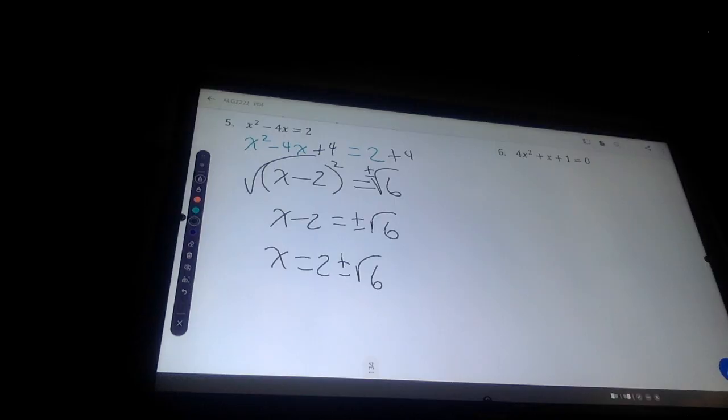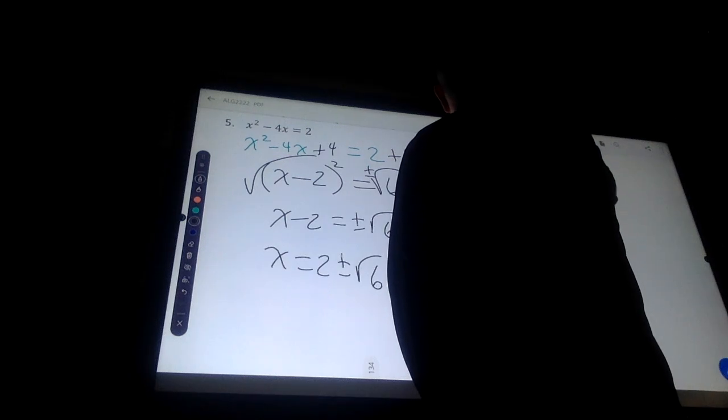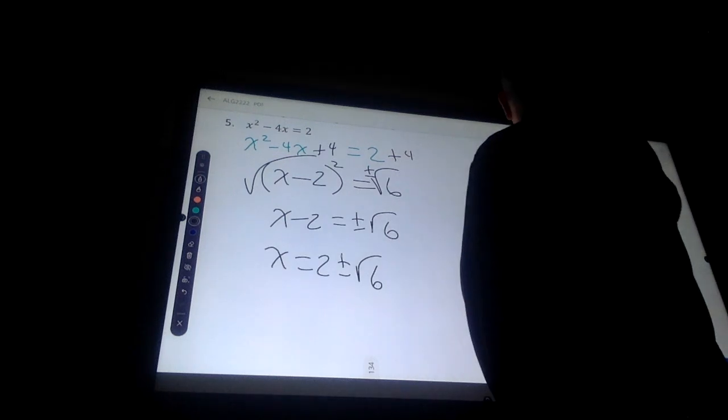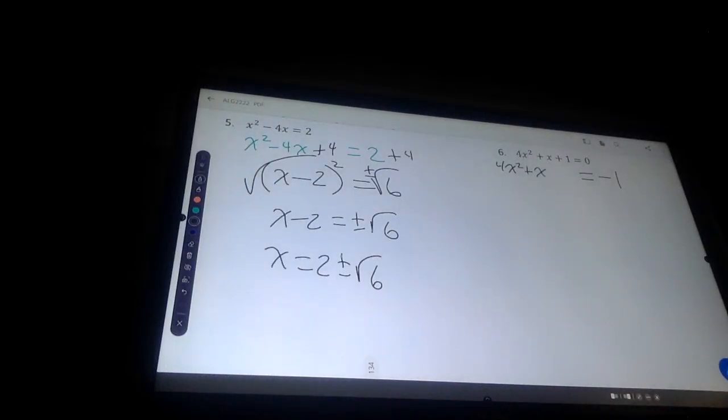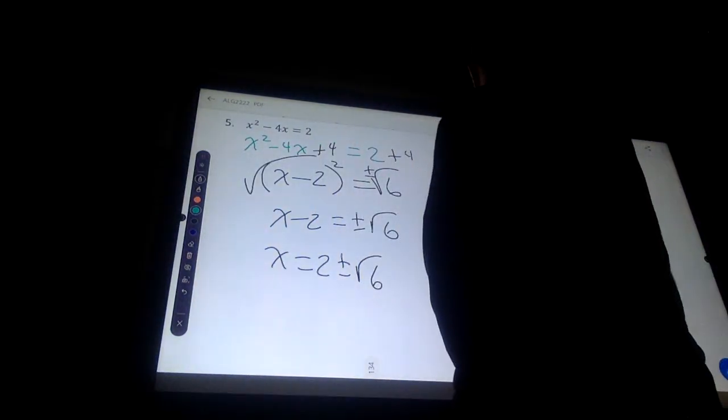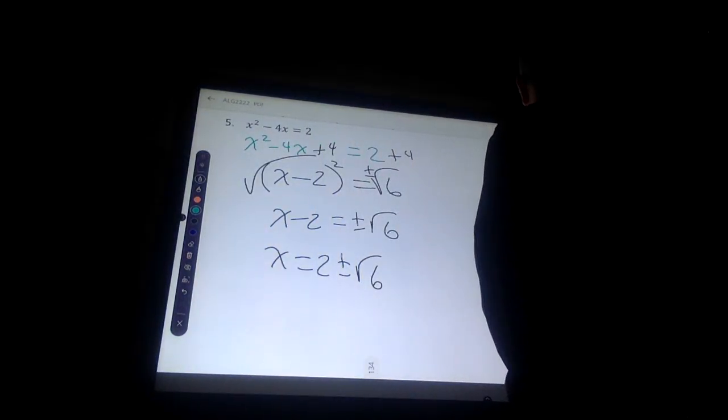Okay. Number 6 changes gears a little bit. Agree? So let's move the constant over first. You agree with that so far? Because I have a number that is not 1 in front of x squared, what should I do to get it to be just x squared, not 4x squared? Yeah, divide everything by 4. Do not fear fractions, friends.